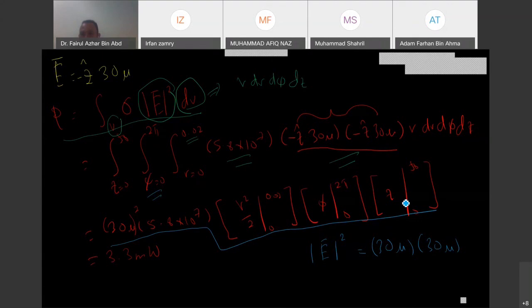And for z, because we don't have any term of z, by solving the integration we have z, with the limit from 0 until 50. If we solve this, we have 3.3 millivolt, the same answer as we get by using the circuit analysis technique.